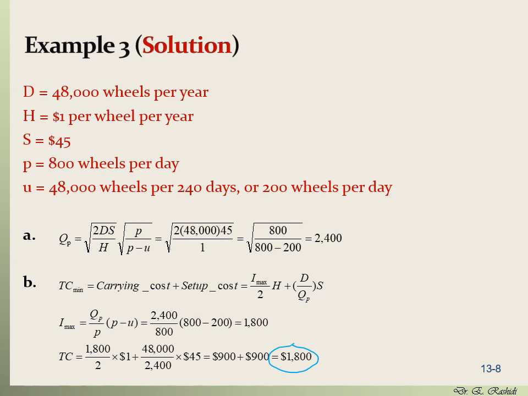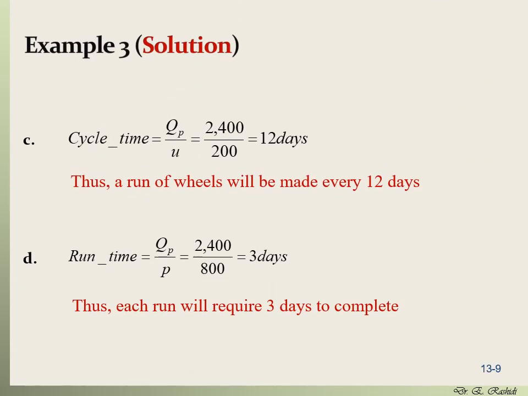For that, we computed Imax, the maximum level of inventory, using this formula, and that was 1,800. So the maximum level of inventory, if we produce 2,400, is going to be 1,800. For cycle time, the formula is QP divided by U, the usage rate. So that's 2,400 divided by 200, that's 12 days. So every 12 days, we have to start running the manufacturing.